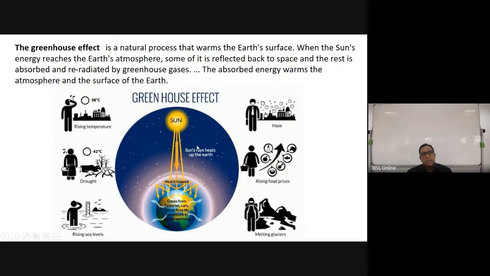With regard to the planet, there's a term called the greenhouse effect. This is good to know. It's a natural process that warms the Earth's surface. When the sun's energy reaches the Earth's atmosphere, some of it is reflected back to space, and the rest is absorbed or radiated by greenhouse gases. The absorbed energy warms the atmosphere and surface of Earth.